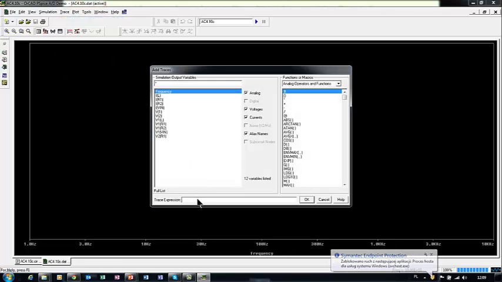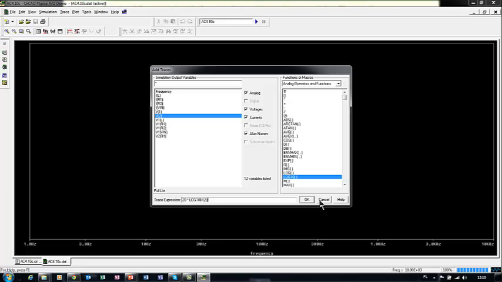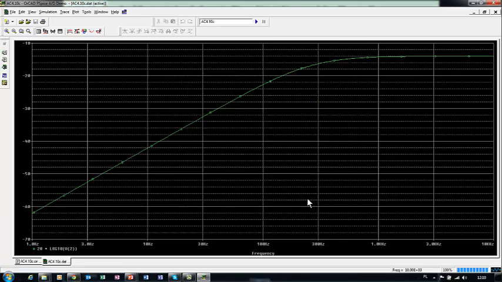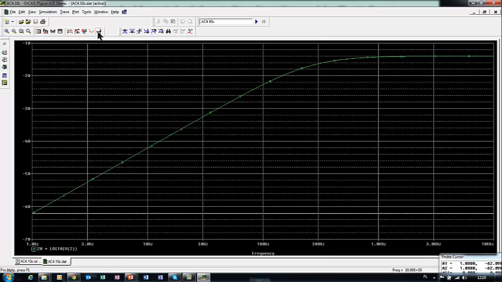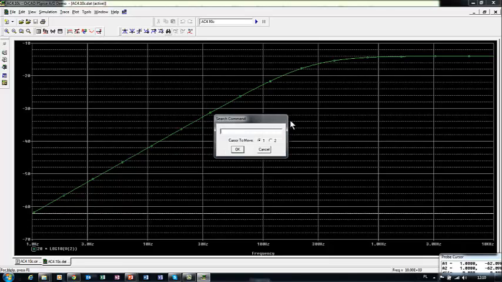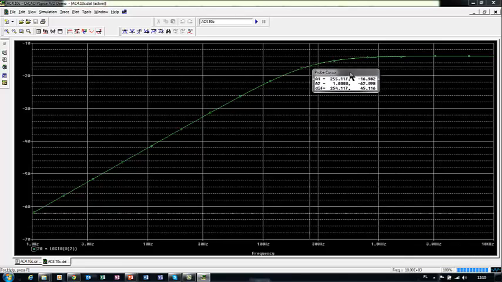So at first, let me add a dB gain, which is 20 multiplied by logarithm of V2. Okay, so this is the dB gain of our filter, and we are looking for the level maximum minus 3, which means at first we have to toggle cursor, then search forward, level, and maximum minus 3. And we may read the cutoff frequency. For this level, the gain is minus 17, and the cutoff frequency is 255 Hertz.